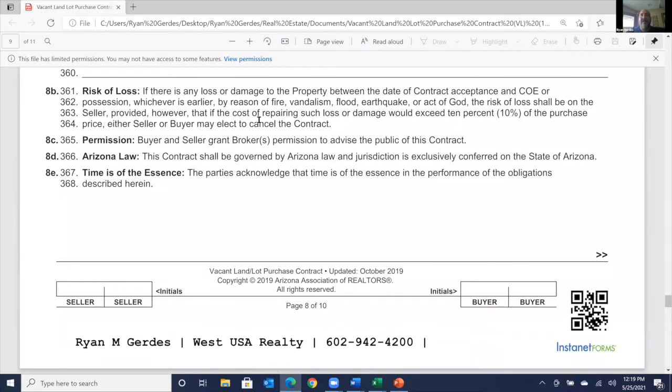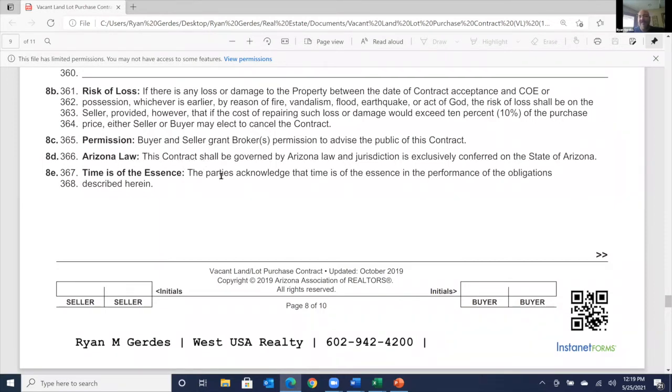Risk of loss. So let's go back to that flood that came through and washed out the lot earlier. If it does 10% of damage to the property or more, then either party can cancel the contract, and then we will have to shake hands as friends and walk away, because sometimes acts of nature just happen. Permission, we are going to let everyone know that it is under contract. Arizona law means that this is a legally binding contract.